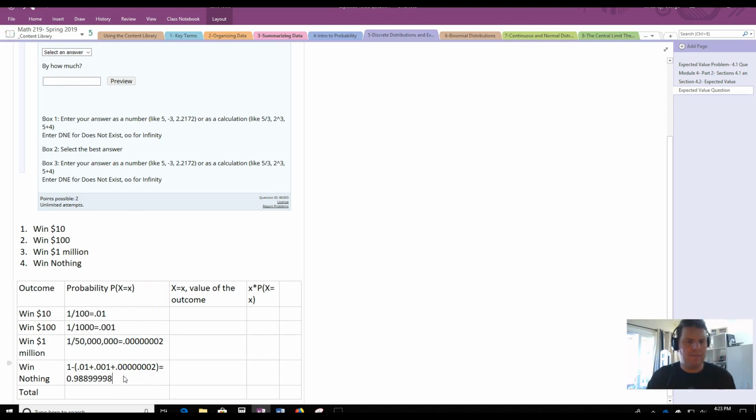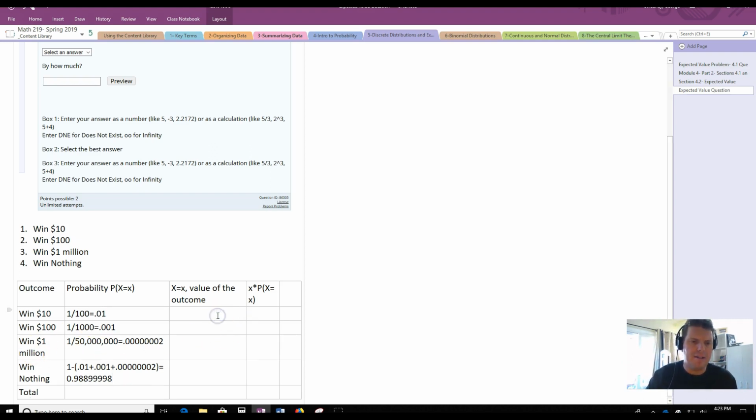0.9889998. Okay. Now notice I utilized all the decimal points that I possibly had. I actually gave an exact answer here. The reason why is that expected value is somewhat sensitive to rounding, and so I don't do all my rounding until the very end. As I'm doing my work here, I'm going to do it all with non-rounded numbers.